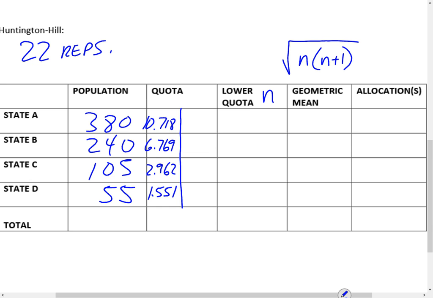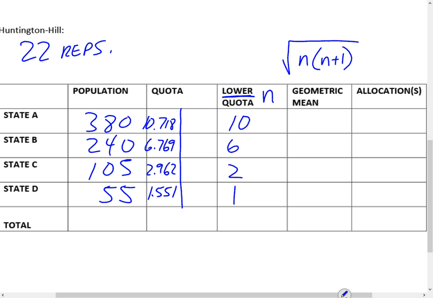If you're getting a different decimal, let me know. Since this is asking for a lower quota, we bump these down. So 10.7 becomes 10, 6.7 becomes 6, 2.9 is 2, 1.5 is 1. We don't need to add those up. We're going to do our adding up.